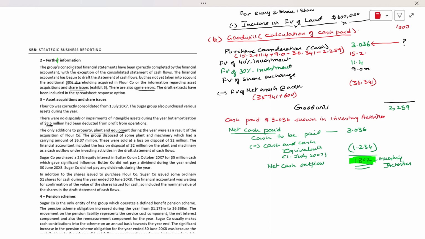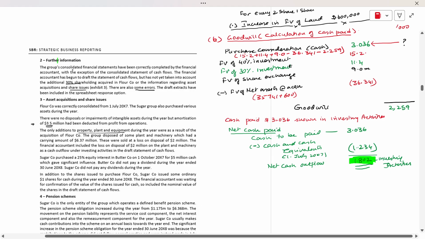What do you have to do? We have to add it back to the cash flow. Are you clear about this?